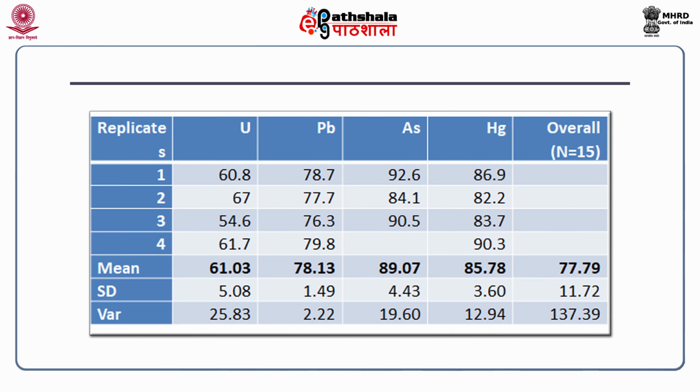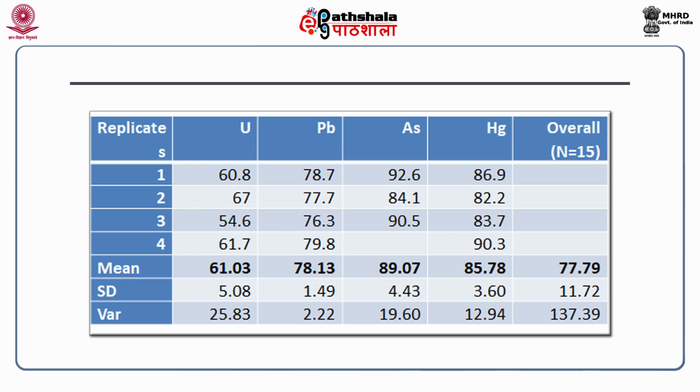As you can see in this particular table, it has been summarized, including each group's mean, standard deviation and variance. You can see below the respective group, and on the right side, the rightmost column is the overall mean, that is, the overall mean is 77.79.